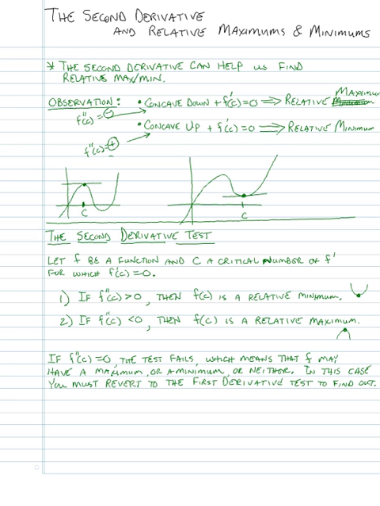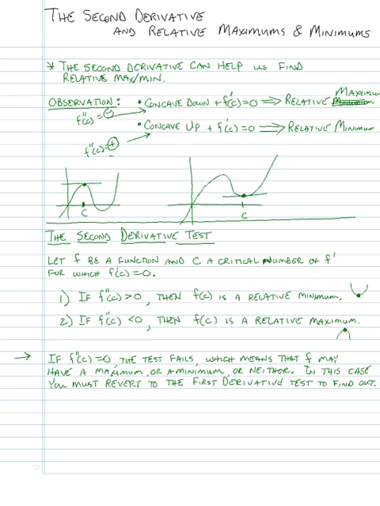Now, we've just discussed what happens if the second derivative is positive or negative. What if the second derivative is actually 0 at that critical number? Well, then we say the test fails. If the second derivative is 0, the test fails, which really means the test is of no use. It doesn't tell us whether we have a relative maximum or a minimum, or in fact, neither. It doesn't tell us anything.